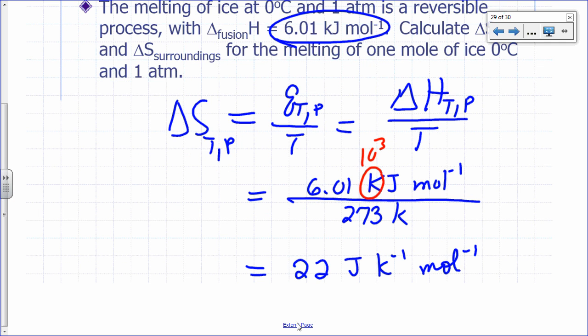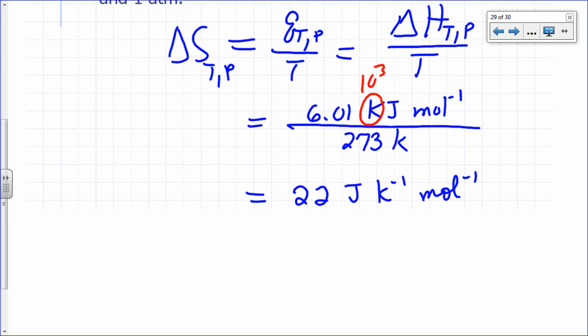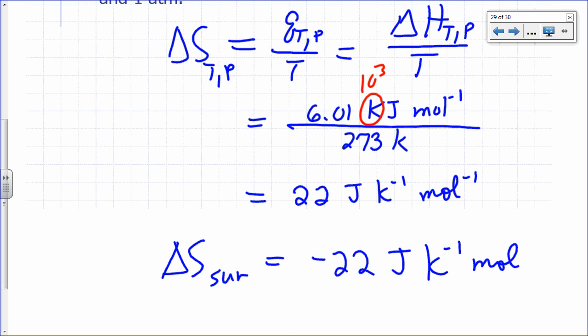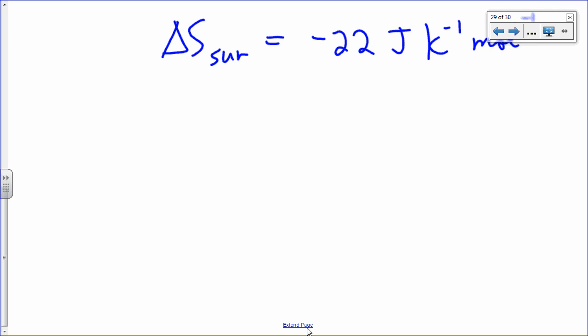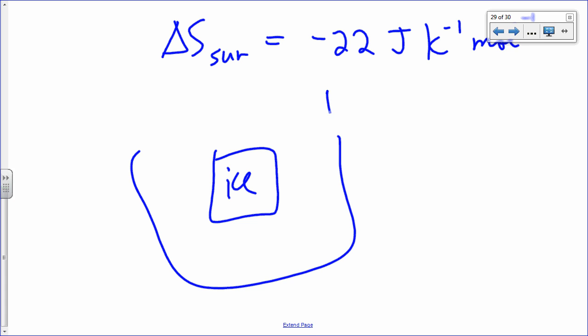What is delta S for the surroundings? Answer. This is a reversible process, so negative 22 joules per Kelvin per mole. What happened here? When you melt, okay, so here's your ice, and your surroundings would just be, let's say, liquid water.